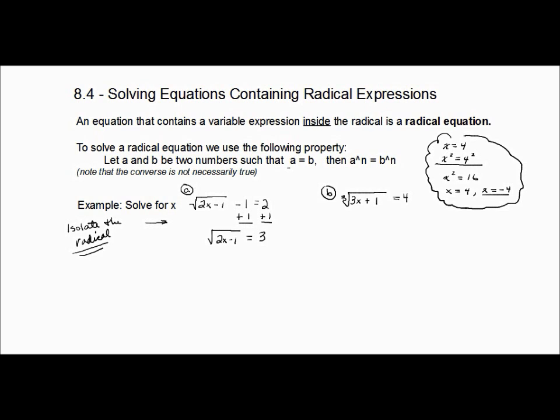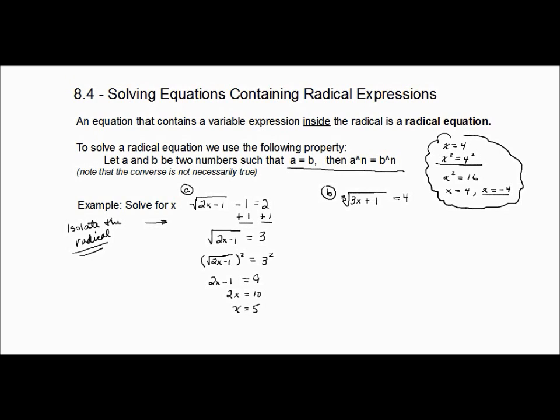And so using this property above, if a equals b, then a to the n equals b to the n, we can say that if we take the square root of 2x minus 1 and square it, it should give us the same number as 3 squared. So solving this, when we take a square root and we square it, we undo the radical, and 2x minus 1 would equal 9. Now we continue on our way. We add 1 to both sides to find that 2x would equal 10, and therefore x equals 5.